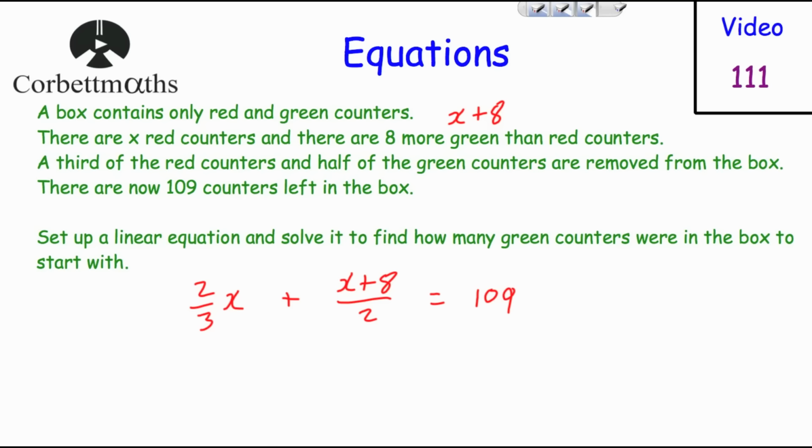Now, as I said, we could write this first fraction in a different form. We could write it as 2x over 3. Okay, so let's solve this equation. So we want to have a common denominator. With 3 and 2, we're going to go for 6 and 6, and we're going to add them together.